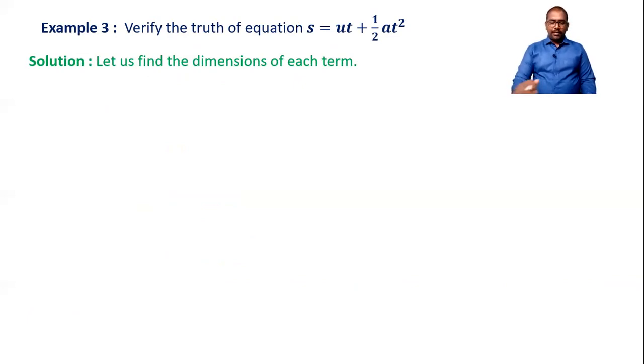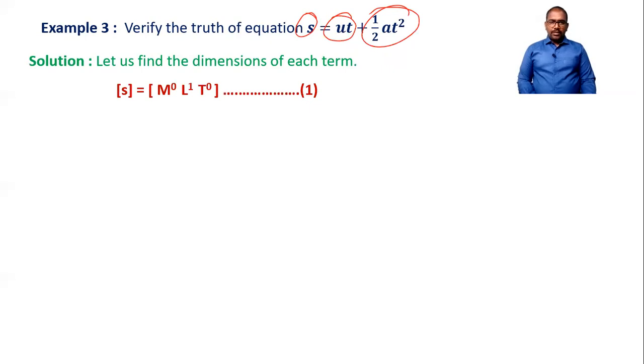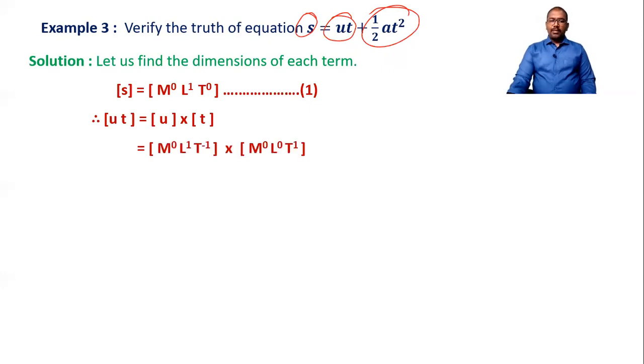Now, let me write the dimension of S, then the dimension of ut, and the dimension of half at square. So the dimension of S is M0 L1 T0, because S is a displacement. Then the dimension of ut is the dimension of u multiplied by the dimension of t. u is a velocity, so its dimension is M0 L1 T minus 1, multiplied by the dimension of time, M0 L0 T1. After solving this, we get the dimension M0 L1 T0. This is equation number 2.